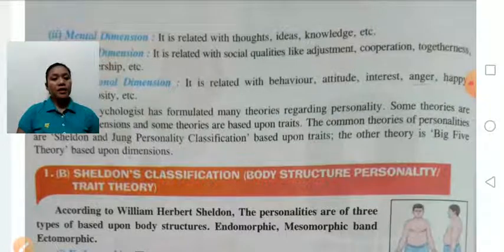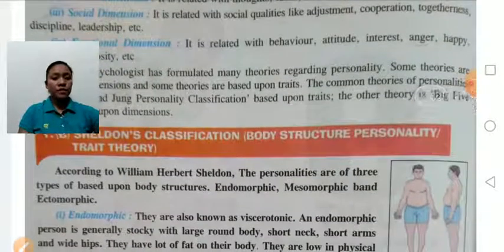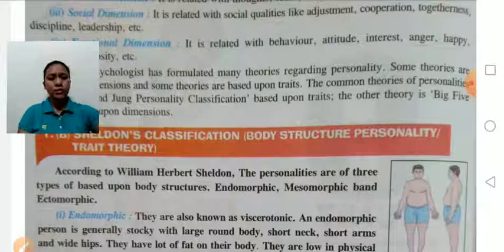Sheldon classified the personality according to body structures. According to William Herbert Sheldon, personalities are of three types based upon body structures, that is endomorphic, mesomorphic and ectomorphic. Endomorphic means fatty people, mesomorphic means healthy people, and ectomorphic means thin and lean people.